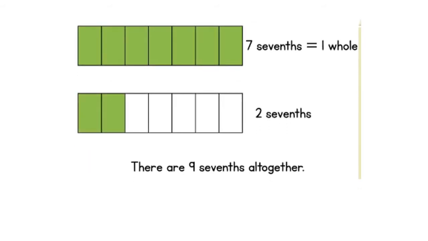So here we can see this again. We can see that 7 sevenths equals 1 whole, and we have 2 sevenths. So altogether there are 9 sevenths. So 9 sevenths equals 1 whole and 2 sevenths.